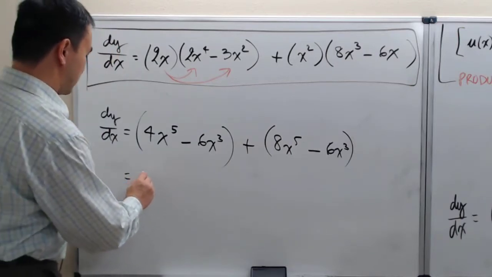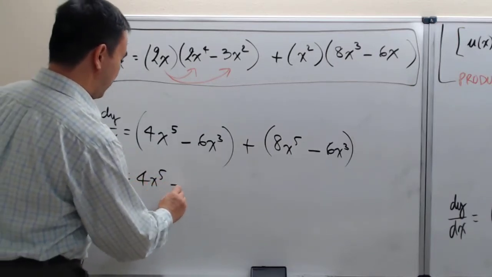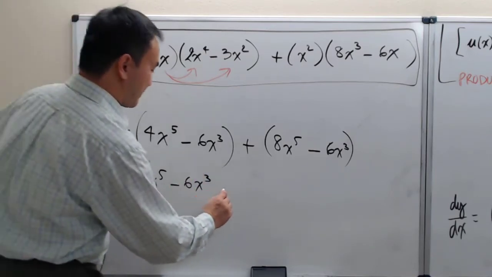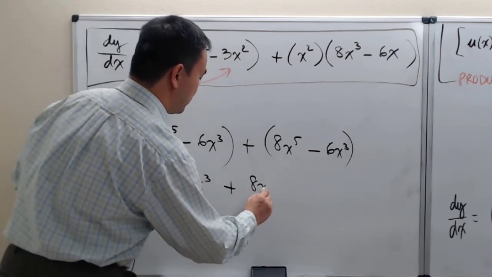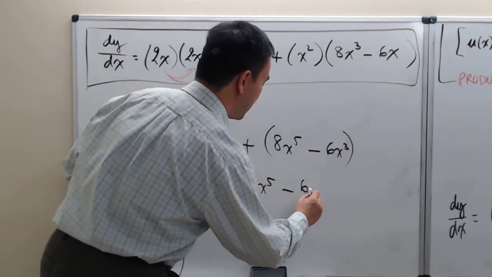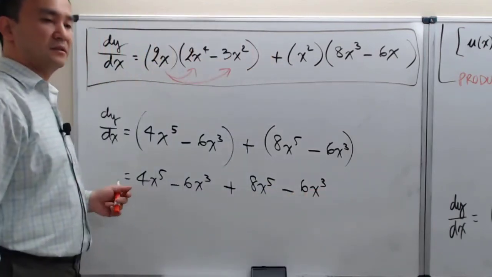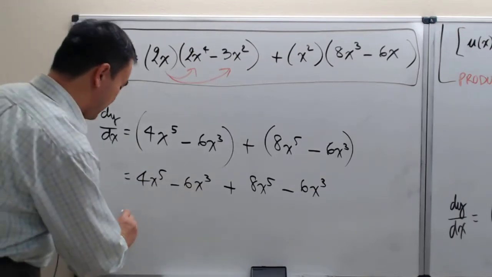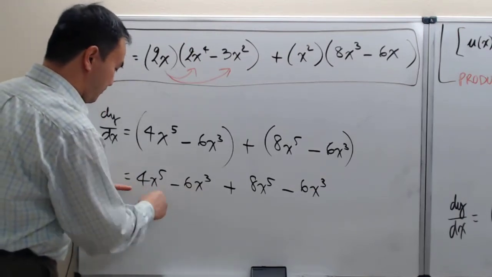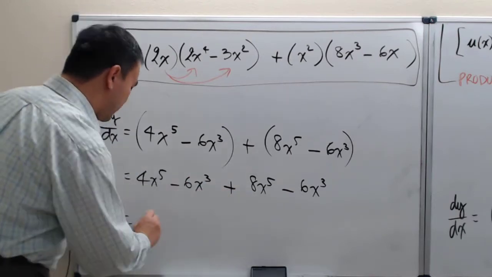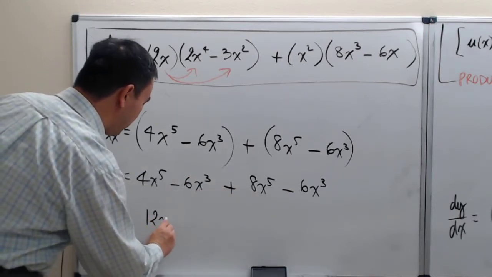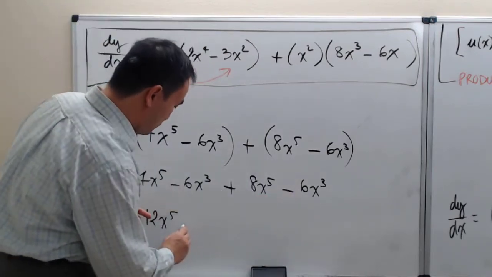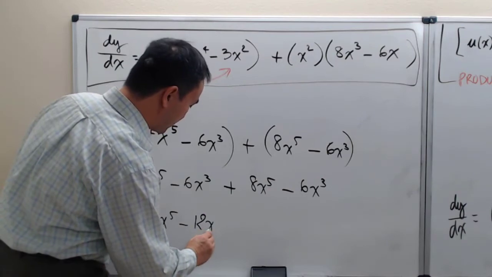So now we're looking at 4x to the fifth. Feel free to remove the parentheses without worrying about sign change. And now plus 8x to the fifth minus 6x cubed. And now the next responsibility is to combine like terms. So we're looking at 4x to the fifth plus 8x to the fifth. All together, that's 12x to the fifth. And then minus 6x cubed minus 6x cubed all together is a minus 12x cubed.